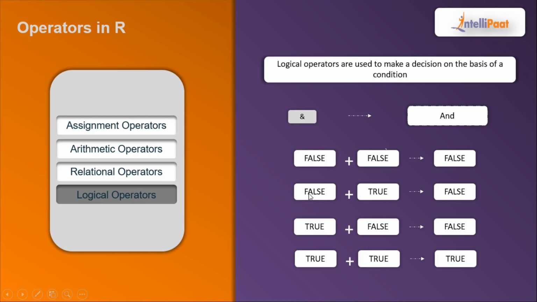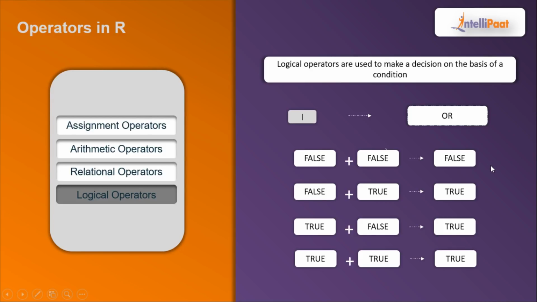Let's take the second case. Over here the first condition is evaluated to false, the second condition is evaluated to true. But since both of the conditions are not evaluated to true, the final result is false. Again, let's have a look at this third case. Here the first condition is evaluated to true, but the second condition is false. And that is why the final result is false. So let's take this final case. Over here, this is the only case where both of the conditions have been evaluated to true. That is, the first condition is true and the second condition is also true. And that is why the final result which we get is true.